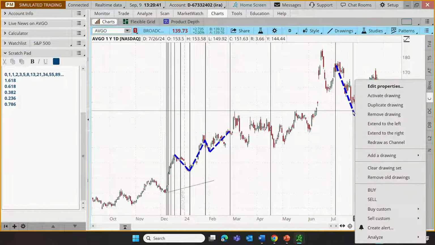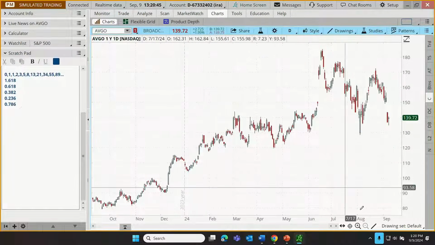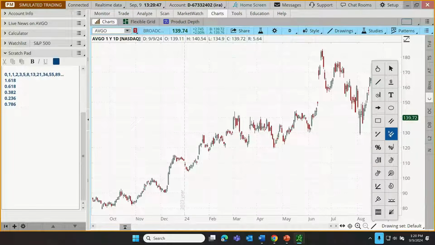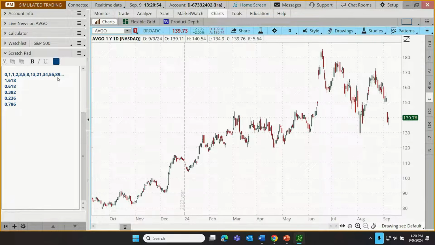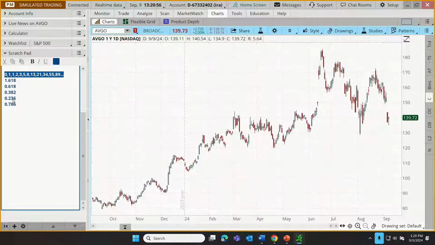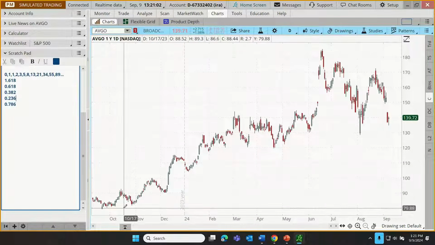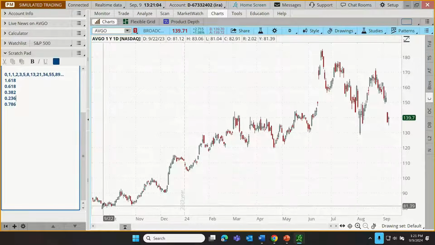So for example, let's right-click here. Let's clear our drawing set. Let's go down to our next time Fibonacci. This is the Fibonacci time ratios. So as the name implies, instead of using the numbers, it uses the ratios, okay? And how about we pick a different place? Should we go back here to September again?